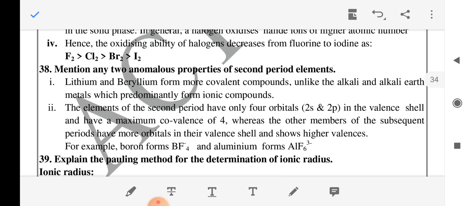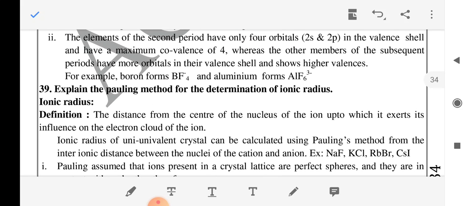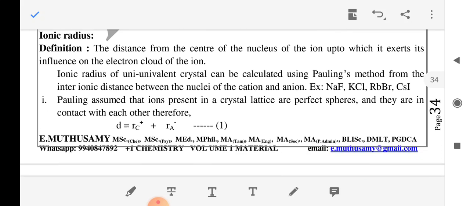Our maximum covalence is 4, whereas other members of the subsequent periods have more orbitals in the valence shell, which shows higher valence. For example, boron forms boron tetrafluoride, and aluminum forms AlF6 3-. Okay, the next question is, explain Pauling method for the determination of the ionic radius.